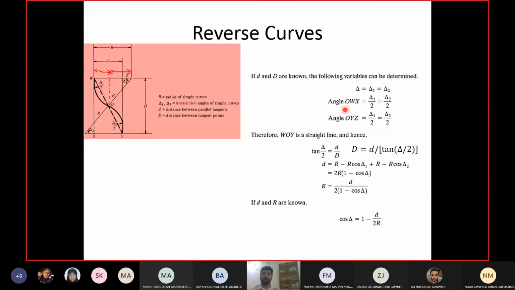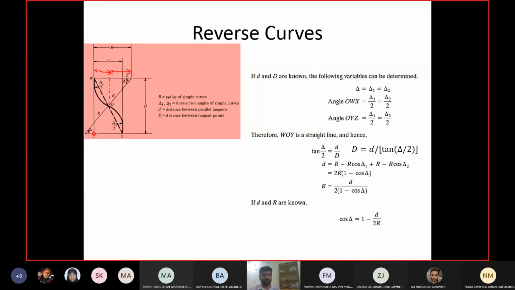Then the angle between the chord and the tangent. Okay, this angle and this angle, they are the same. So delta 1 by 2 equals delta 2 by 2 and so on. Now, if you look at this picture, W, X and Y make a right angle triangle.